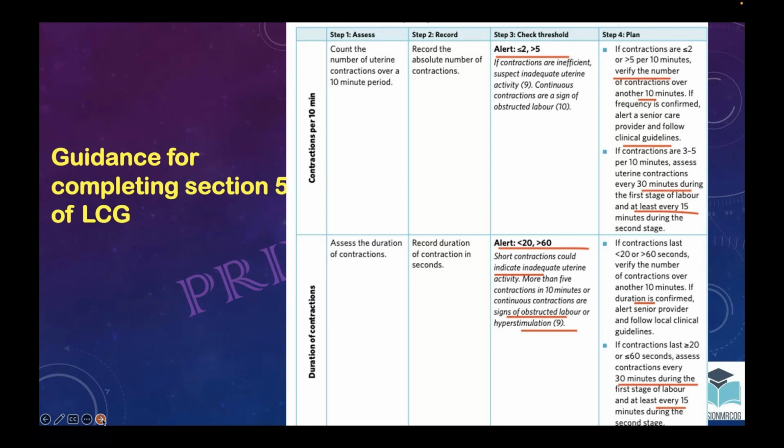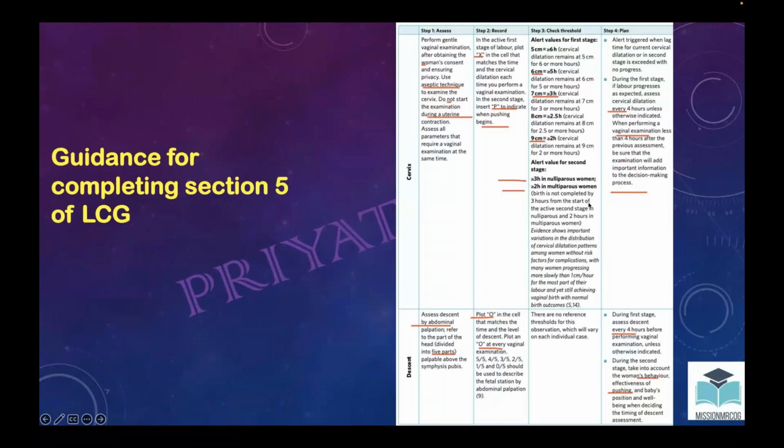Then another guidance. This is also a bit clumsy, but it is important, for the cervix. The vaginal examination has to be done with consent, maintaining privacy and aseptic technique, and it should not be started during uterine contractions. An assessment of all parameters has to be done when they are doing the per vaginal examination.